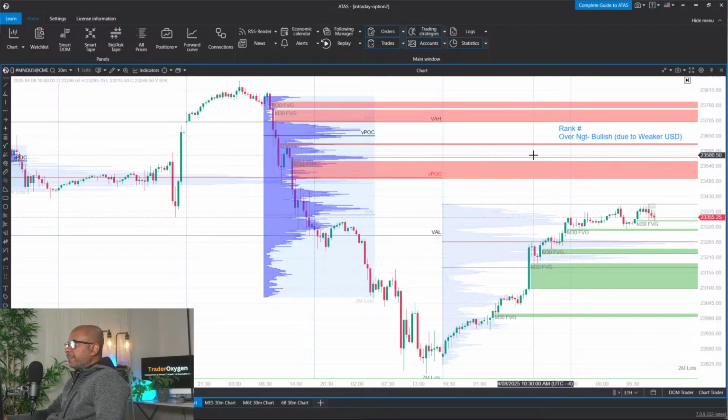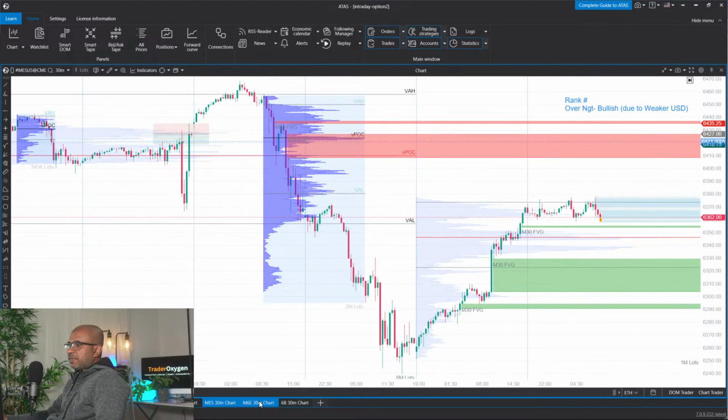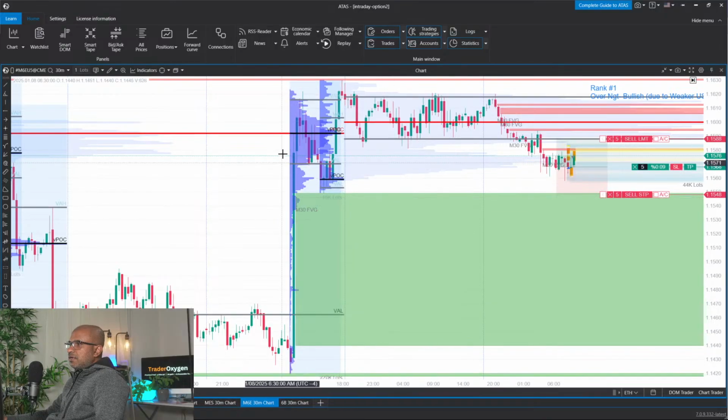Delete that. Okay, so even though overnight is bullish, still we can't see a very clear bullish price action. So that is why, as I said earlier, we did not make a buy entry in the micro mini Nasdaq index futures.